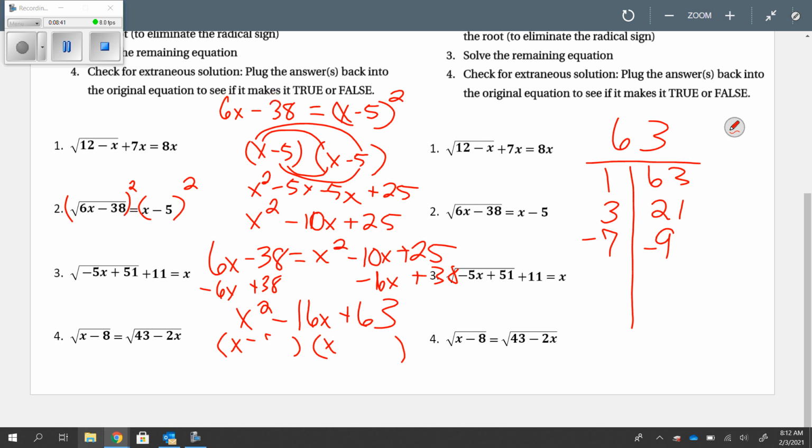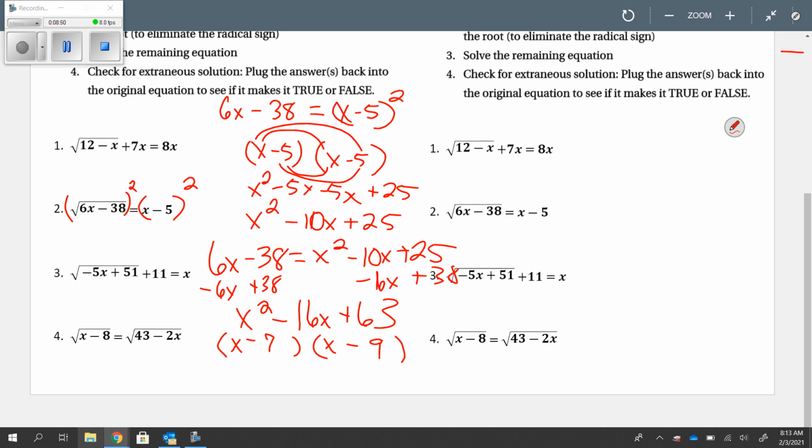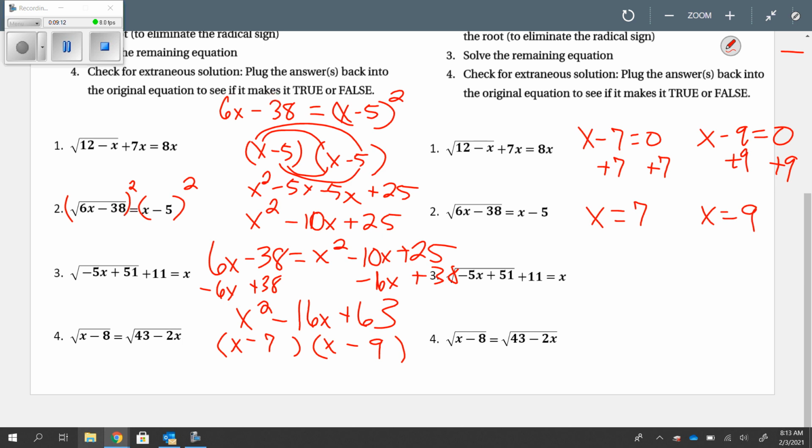So x minus 7, x minus 9 are our two factors. Then from here, I know I'm running out of room, but let me erase this because we found our factors. From here, x minus 7 equals 0, and x minus 9 equals 0. From here, it's just move 7 and 9 over. Plus 7, plus 9, plus 7, plus 9. So this x over here equals 7, and this x equals 9. So our two answers for number 2 are 7, 9.